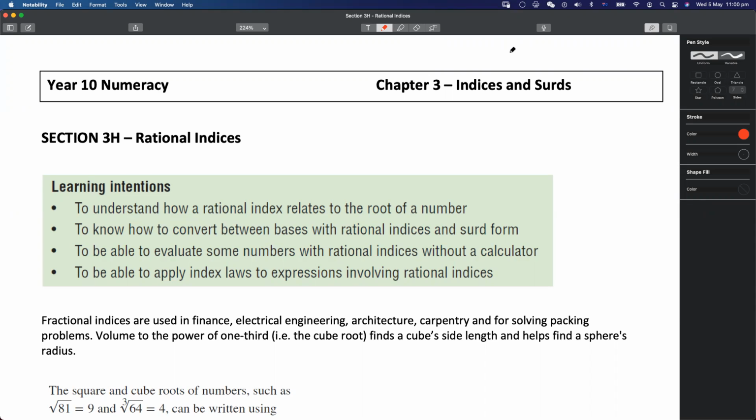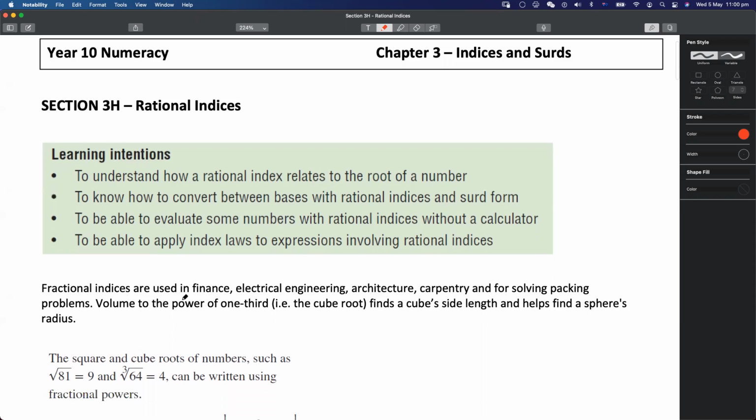First, learning intentions. We've got to understand how a rational index relates to the root of a number, to know how to convert between bases with rational indices and surd form, to be able to evaluate some numbers with rational indices without a calculator, and lastly, to be able to apply index laws to expressions involving rational indices.